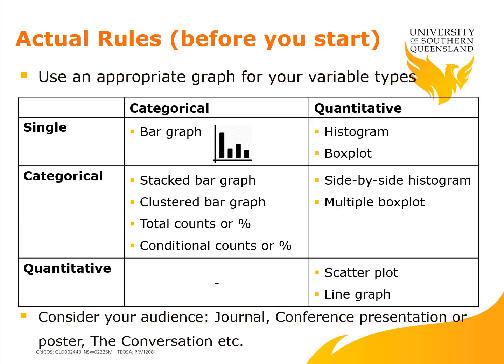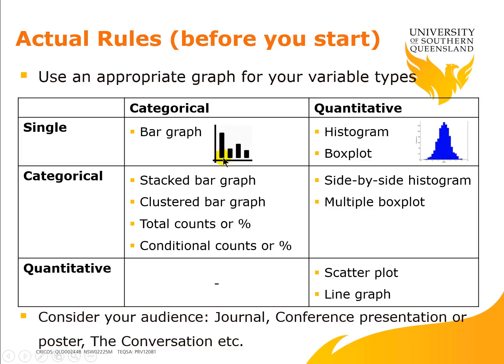So looking at this table, we can see that if we have one single variable and it's a categorical variable, then we should use a bar graph to display this data. A bar graph has categories along the x-axis and the y-axis would be counts or percentages. But the important thing in a bar graph is that the bars do not touch. There's a gap between them because these are categories of things. They're discrete units of things. They're not a continuum.